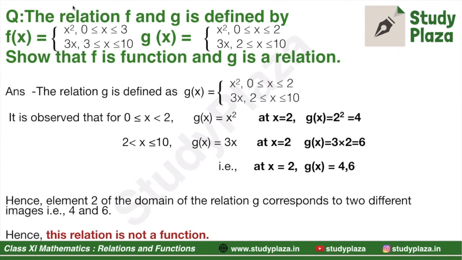So now we will show that g(x) is a relation. Here g(x) is given by x square when x lies from 0 to 2, and 3x when x lies from 2 to 10. So we will evaluate g(x) at x equal to 2. Taking the first limit, g(x) is x square, so the value will be 2 square, which is equal to 4. Similarly, taking the second limit, g(x) will be equal to 3x, so the value will be 6. So x has two images, 4 and 6, and this is not a unique image, so it is not a function, it is a relation. Hope you are able to understand this question clearly.